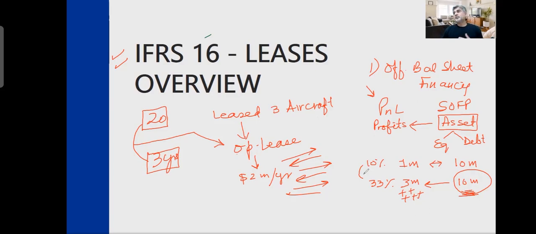Now, what is the problem with that? The problem is that most of the users of the financial statements only see these numbers. They do not know, and they do not have access to the actual contract which was being made.